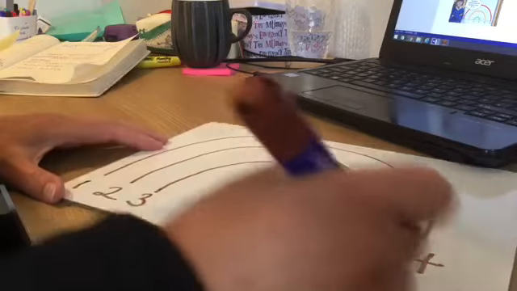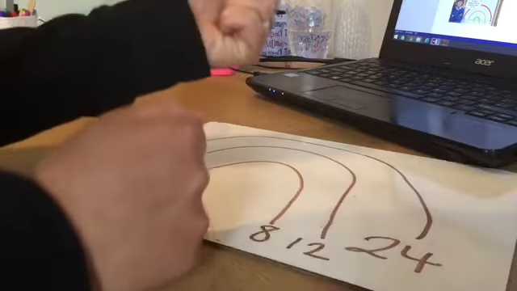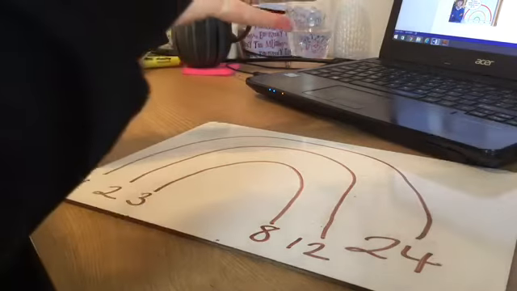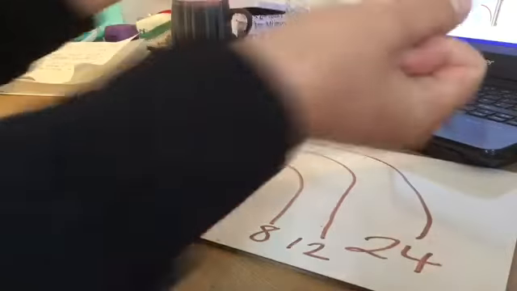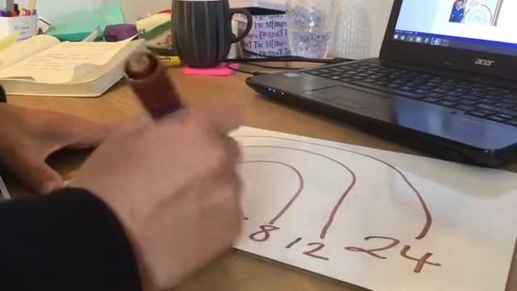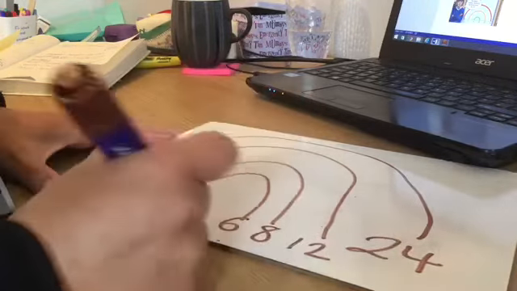Does 4 go into 24? Let's count. 4, 8, 12, 16, 20, 24. It does. It goes in 6 times. So 4 goes in 6 times, and we do our factor rainbow.